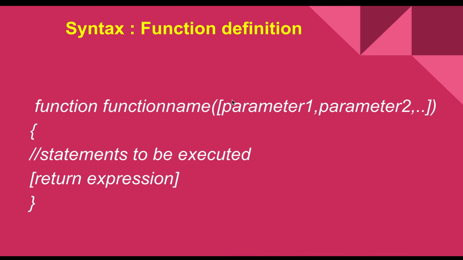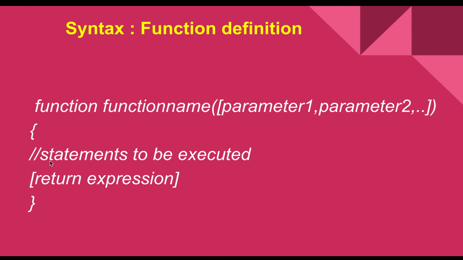parenthesis, that is round brackets, within which you can specify the parameter list, and this parameter list is optional. That is why it has been enclosed within square brackets. You can give either 0 or more parameters here. And following it, the code of the function is contained within curly braces.